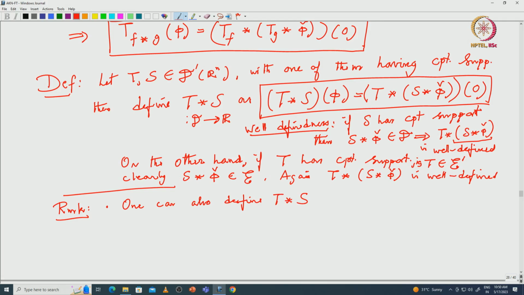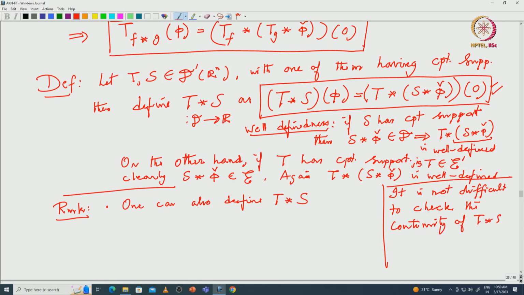Yeah, by the way, here you can check the continuity easily. Okay. It is not difficult to check the continuity of phi, continuity of T star of S. So, this I will leave as a trivial thing, because you have to prove that if phi n converges to 0 in D, show that T star of S of phi n converges. Use the continuity of T and S. Okay. That implies T star of S is a distribution in D prime.